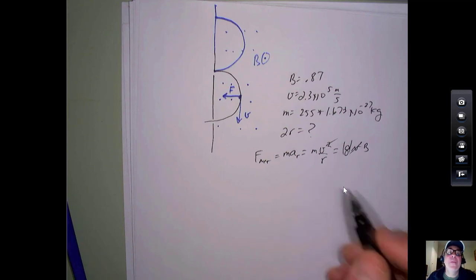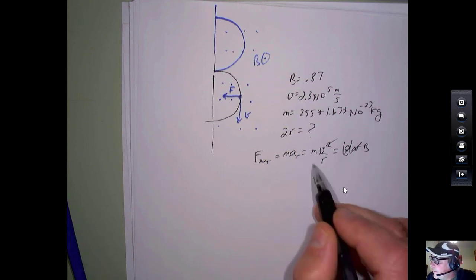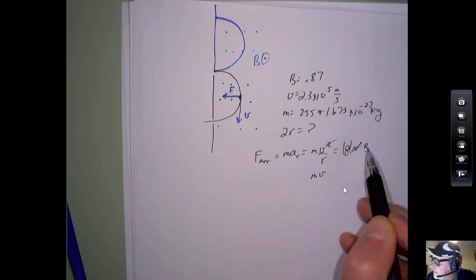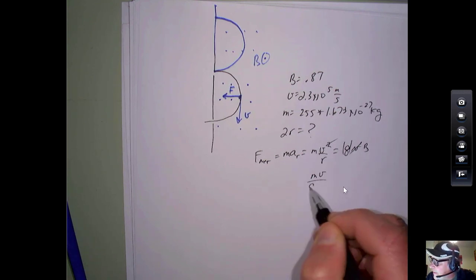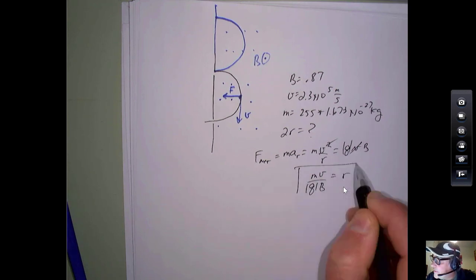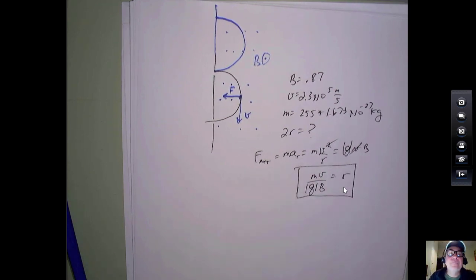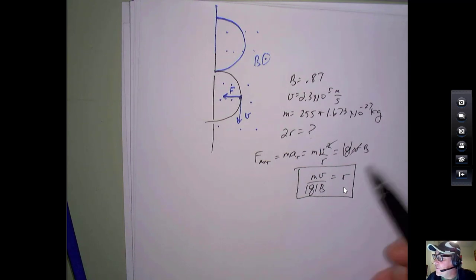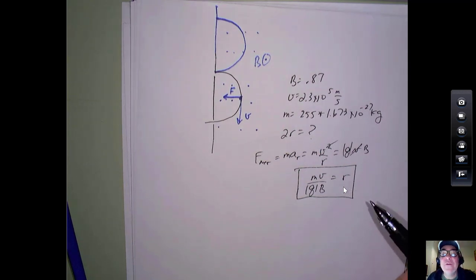When you read through the chapter, they came up with this formula for you. So we've got mv over here, and then there's a qB on that side, and that's equal to r. This is how you can actually get the radius of this circle. And then they're actually asking for twice the radius. So solve for the radius, multiply it by 2, and I believe the answer was in centimeters, so you might have to convert it over to centimeters.